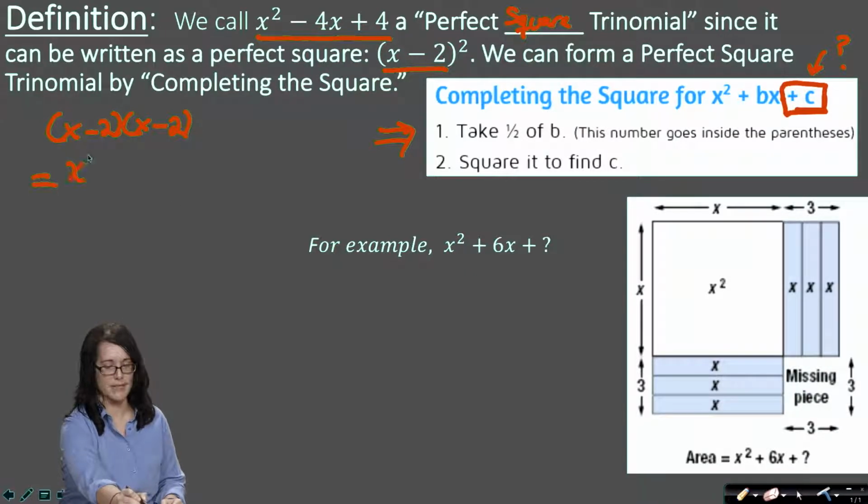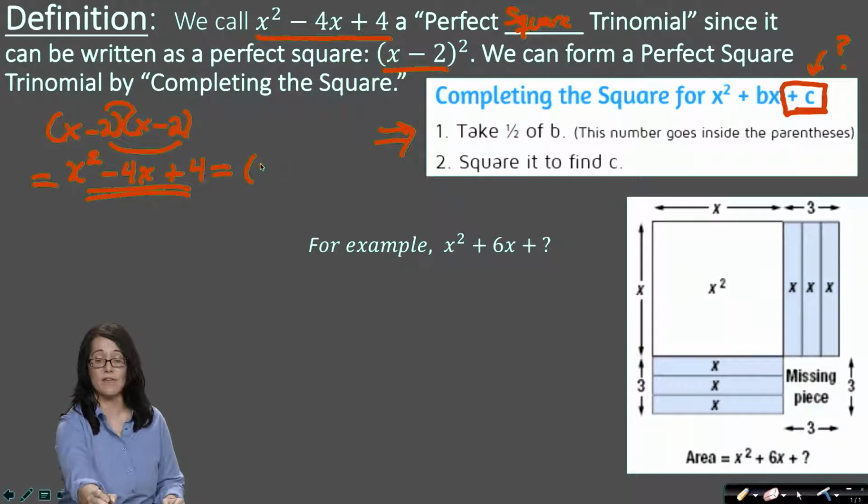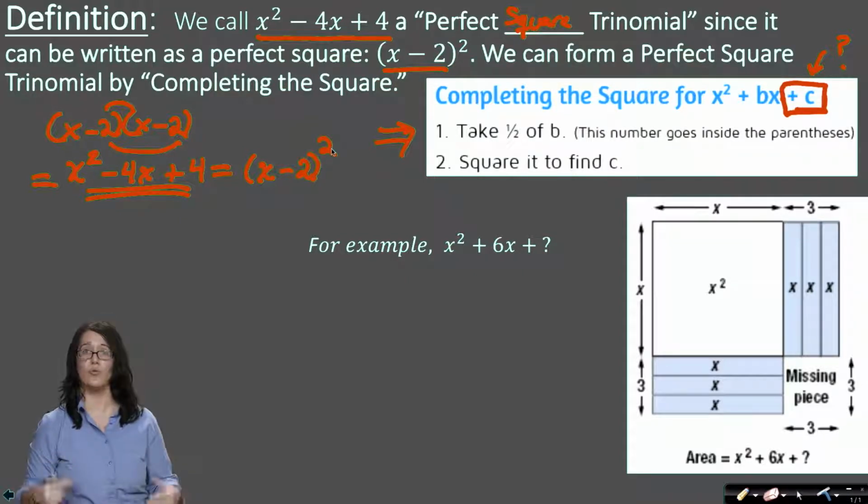X times x, that's x squared. X times negative 2, that's negative 2x. But doesn't it happen again here in the middle? Outers, inners, last, right? Negative 2x and another negative 2x is negative 4x. And negative 2 times negative 2 is the constant positive 4. So yes, it's true that that trinomial x squared minus 4x plus 4 is in fact the same thing as x minus 2 times itself, or x minus 2 squared.